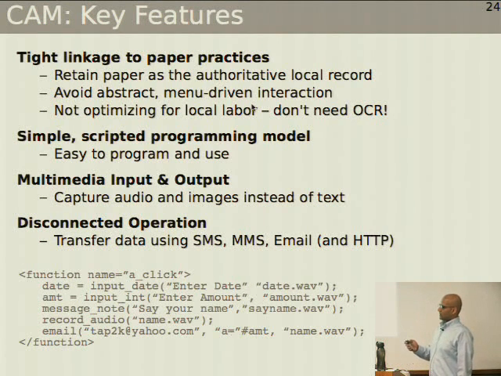In some sense, we're not really optimizing for saving local labor. As I mentioned, there is an underutilized local labor pool, so we're not doing any recognition. We're not automatically doing OCR. We're not interpreting the text or the images. We're asking the user to re-enter all of those values, because optimizing for local labor is not what we're trying to achieve here. There is plenty of that available.